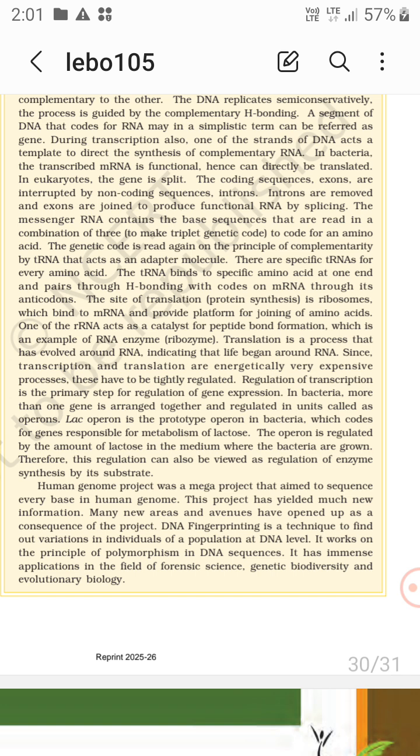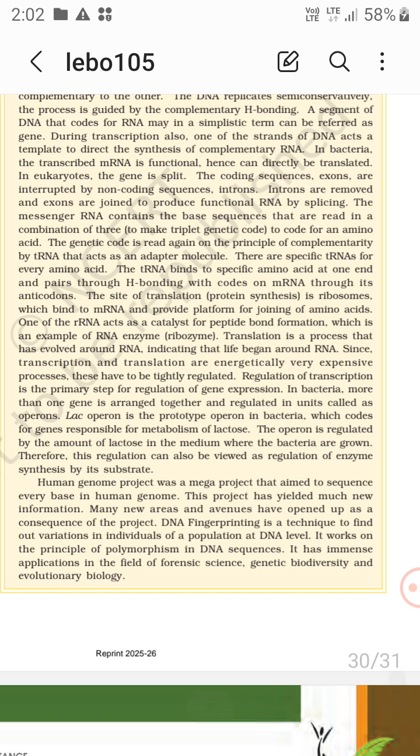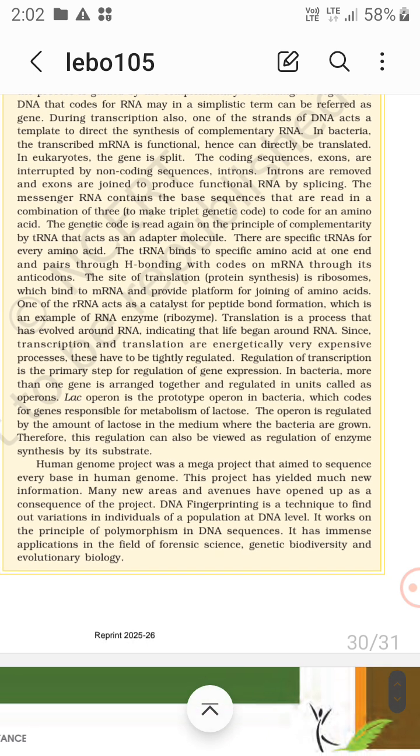Translation is a process that has evolved around RNA, indicating that life began around RNA.